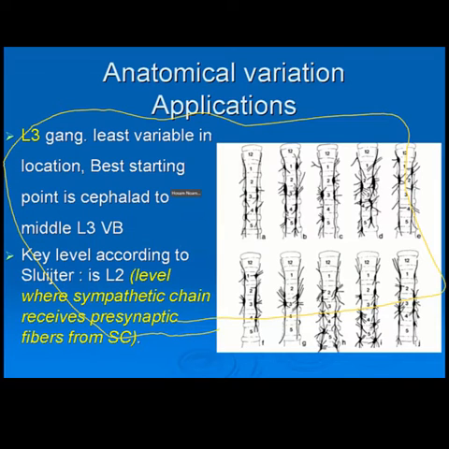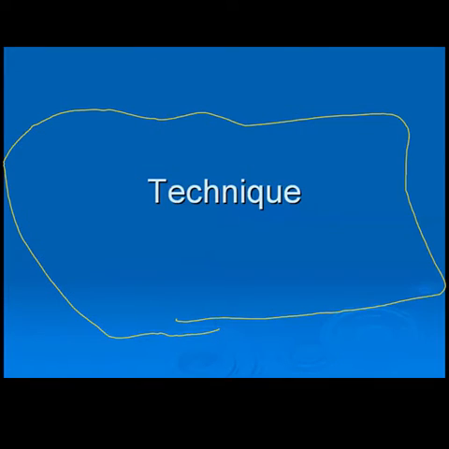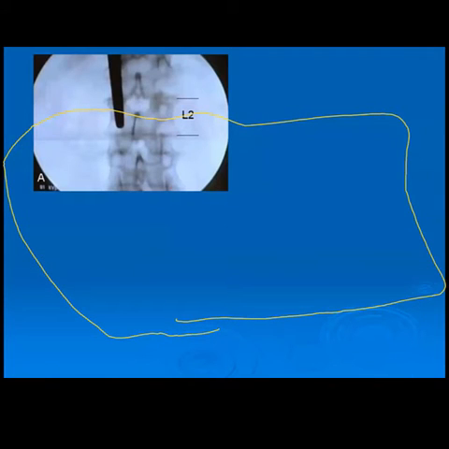But according to Slaughter, the key level to do a sympathetic block to start with is L2, because this is the key level for the sympathetic chain, as it receives presynaptic fibers from many lumbar roots. Well, the technique.